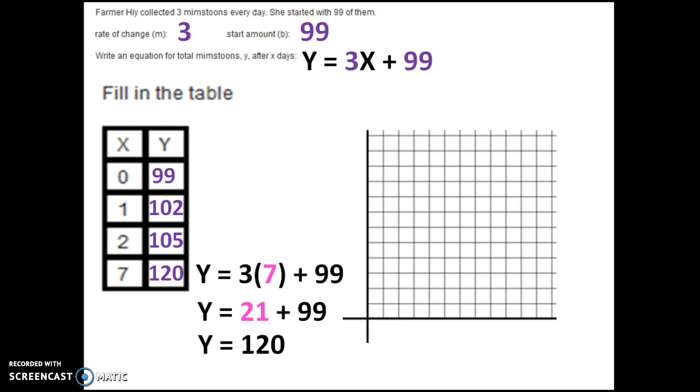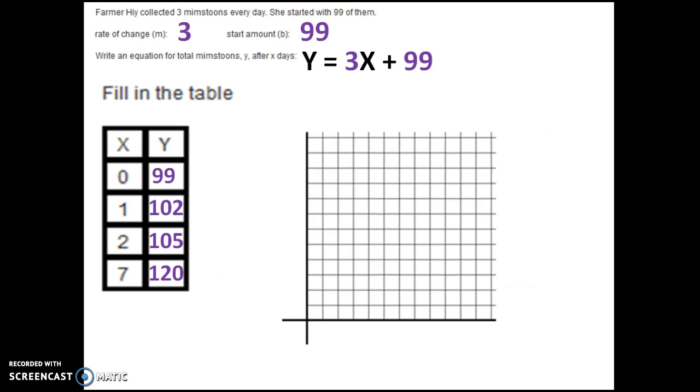We can graph this relationship. So far we have identified the rates of change and the starting amounts. We've filled in tables, we've written equations, we've even determined the value of the output when we were asked for a specific input. Now we're going to add to that and we're going to graph. So let's take a look at how to do that.